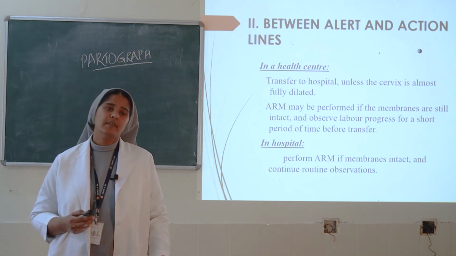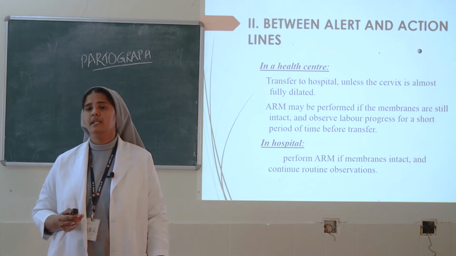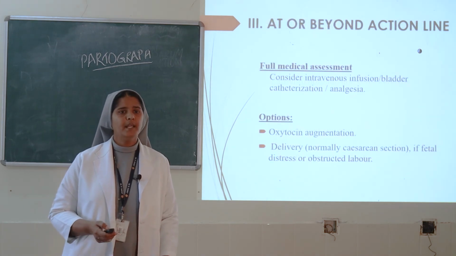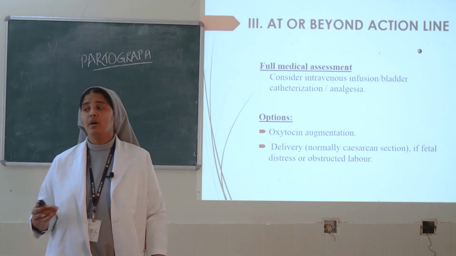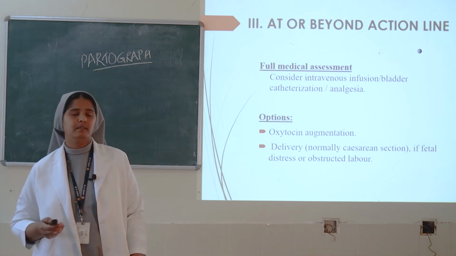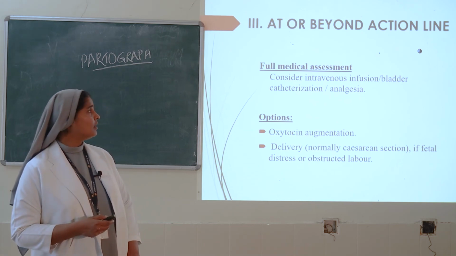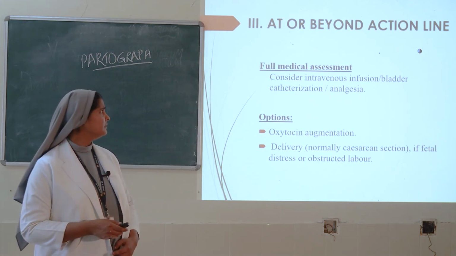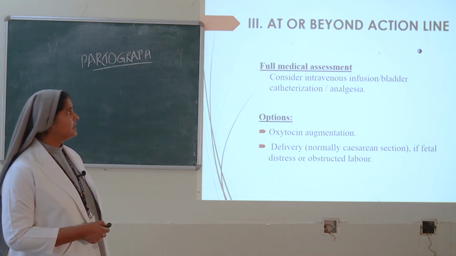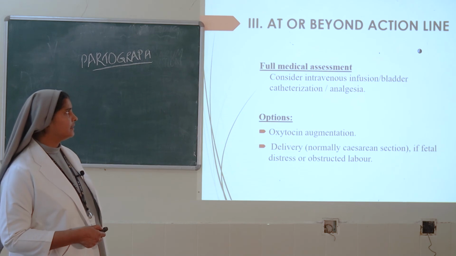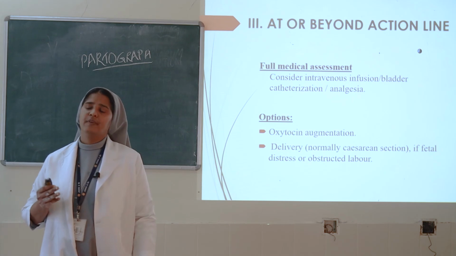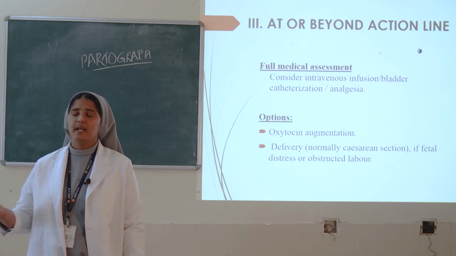If the line of cervical dilatation comes in between the alert and the action line, that is one situation. Then sometimes the line will come at or beyond the action line. The action line is the second line that we see in the partograph. When it comes at or beyond the action line, a full medical assessment should be done, that is, consider intravenous infusion, bladder catheterization or analgesia.